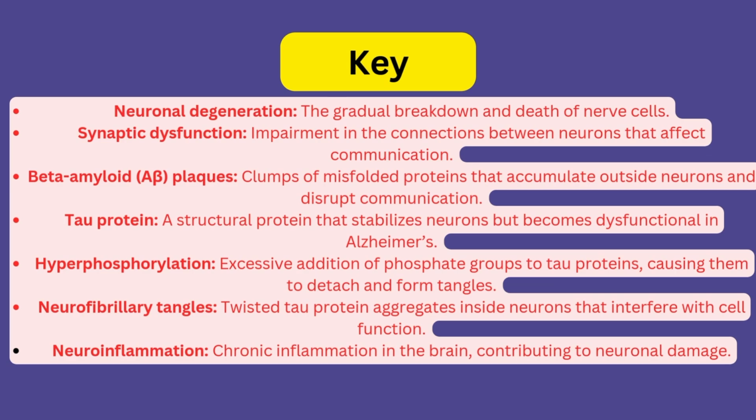Hyperphosphorylation is the excessive addition of the phosphate group to tau proteins, causing them to detach and form tangles. Neurofibrillary tangles are twisted tau proteins that aggregate inside neurons. And then neuroinflammation is chronic inflammation in the brain, contributing to neural damage.